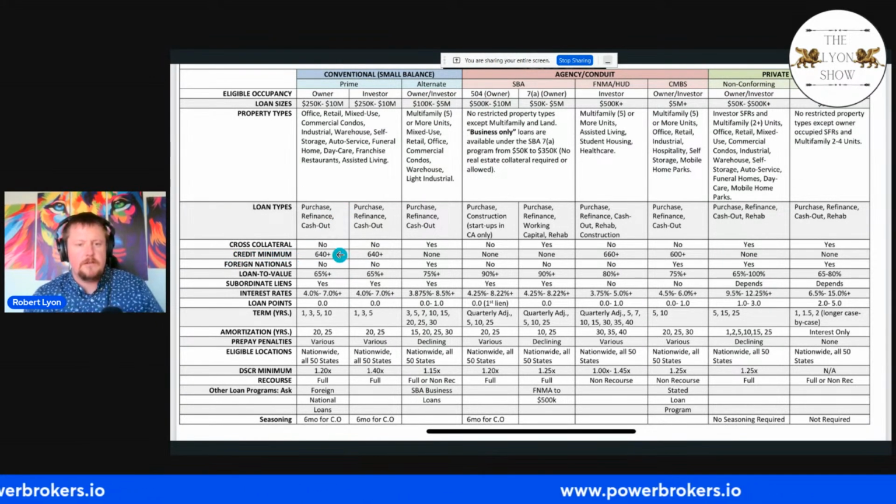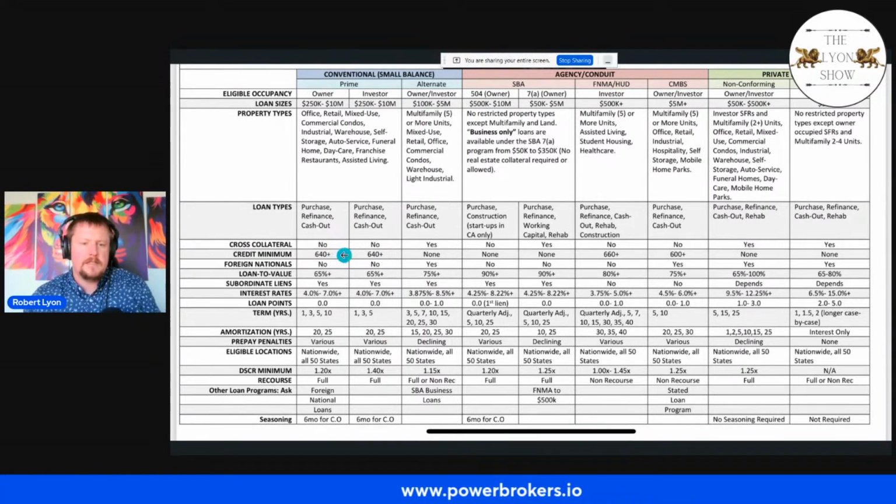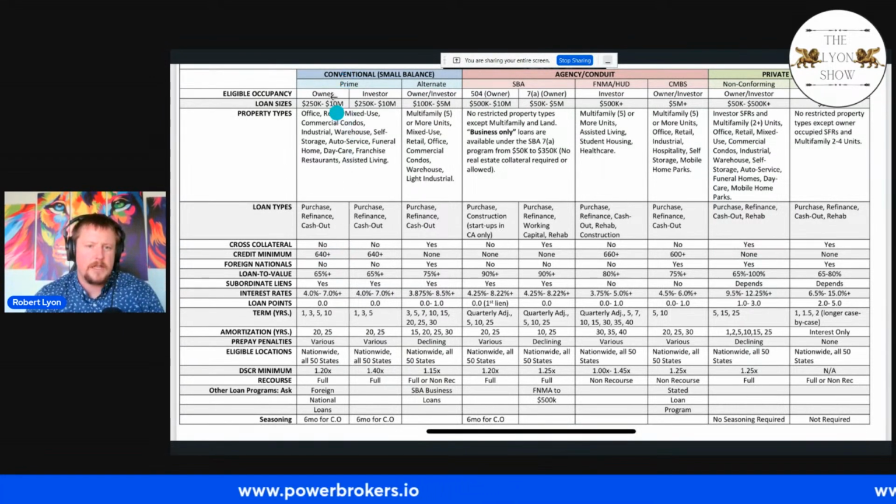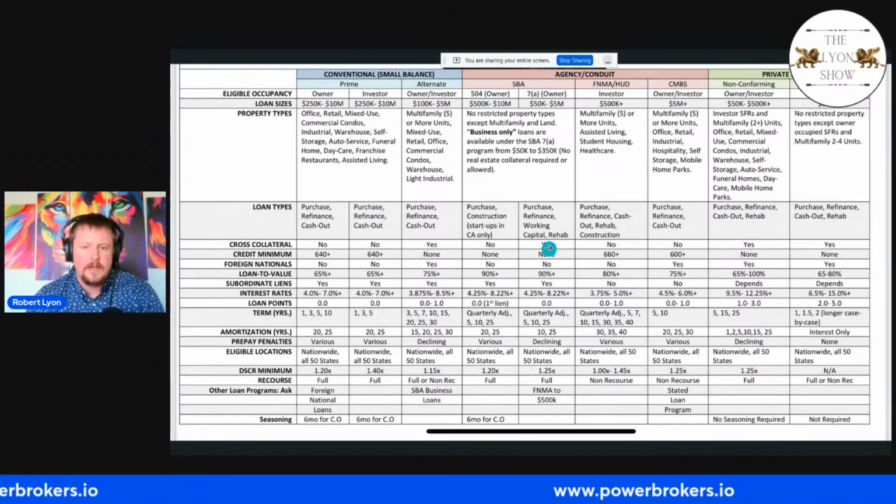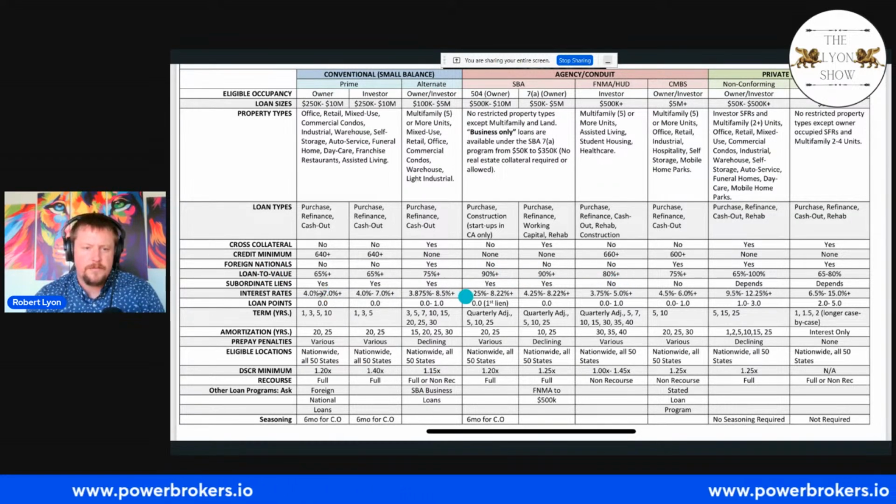So this is really what you want to know. You want to know what kind of credit you need. Typically at least a 640 plus if you want to get a conventional regular loan, right? For SBA, it doesn't matter quite as much. They just really want to make sure that the loan to value is at least 90% or more.